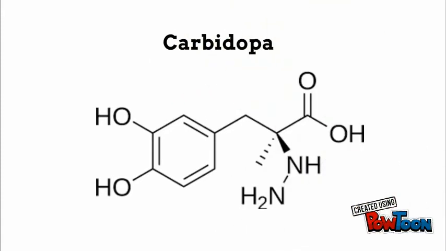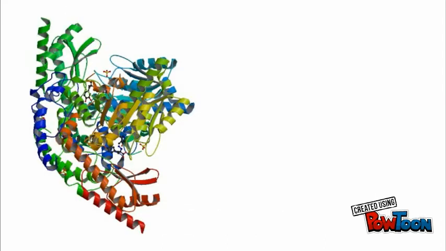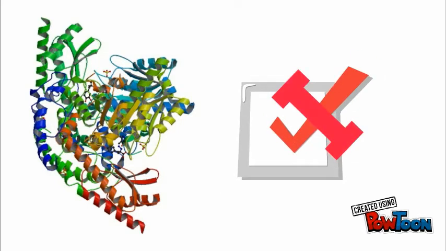One of the best-known inhibitors is carbidopa. So let's take carbidopa as an example. Because carbidopa is a structural analog of L-Dopa, it competes with the normal substrate L-Dopa for the binding site. So when carbidopa is around, Dopa decarboxylase cannot work.